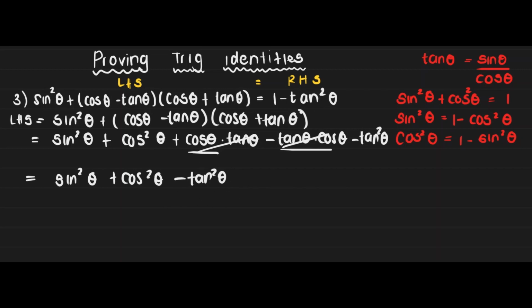We have tan squared theta. That's correct. Now we need a 1. But look at this from our identity. We know the fact that sine squared theta plus cos squared theta is equal to 1. So we can replace this whole thing by 1. So this is the same as saying 1 minus tan squared theta, right? So therefore this and this are the same thing. So this is equal to the right hand side. Then we're done with the question.